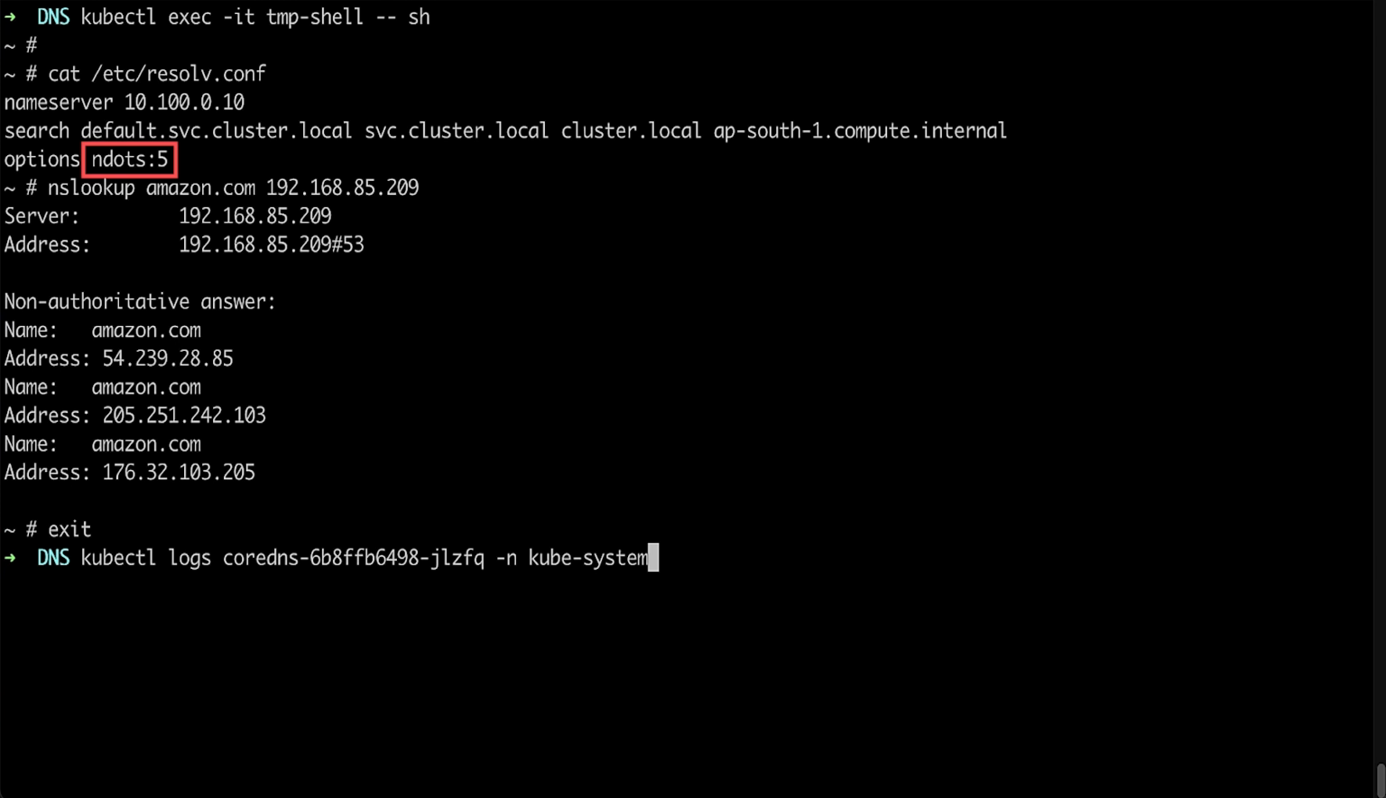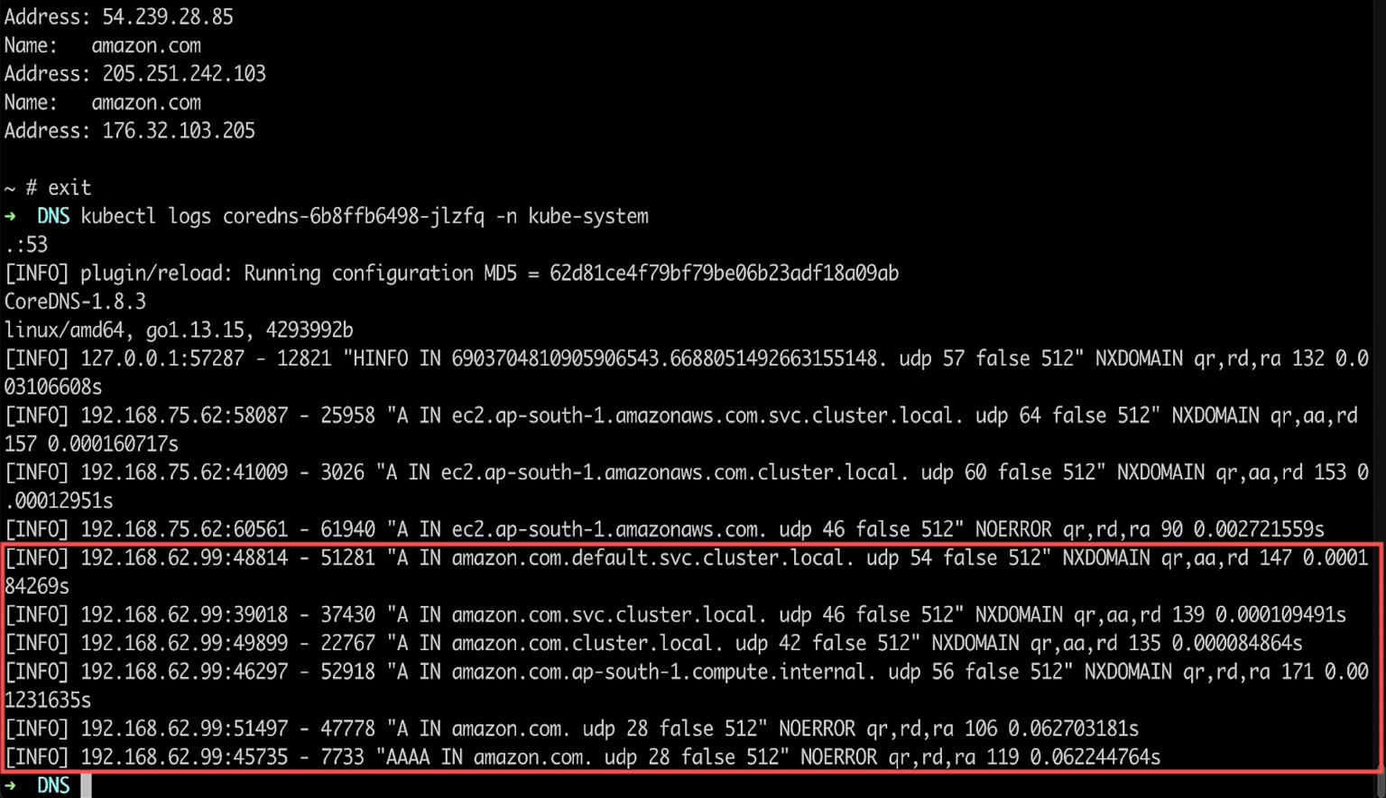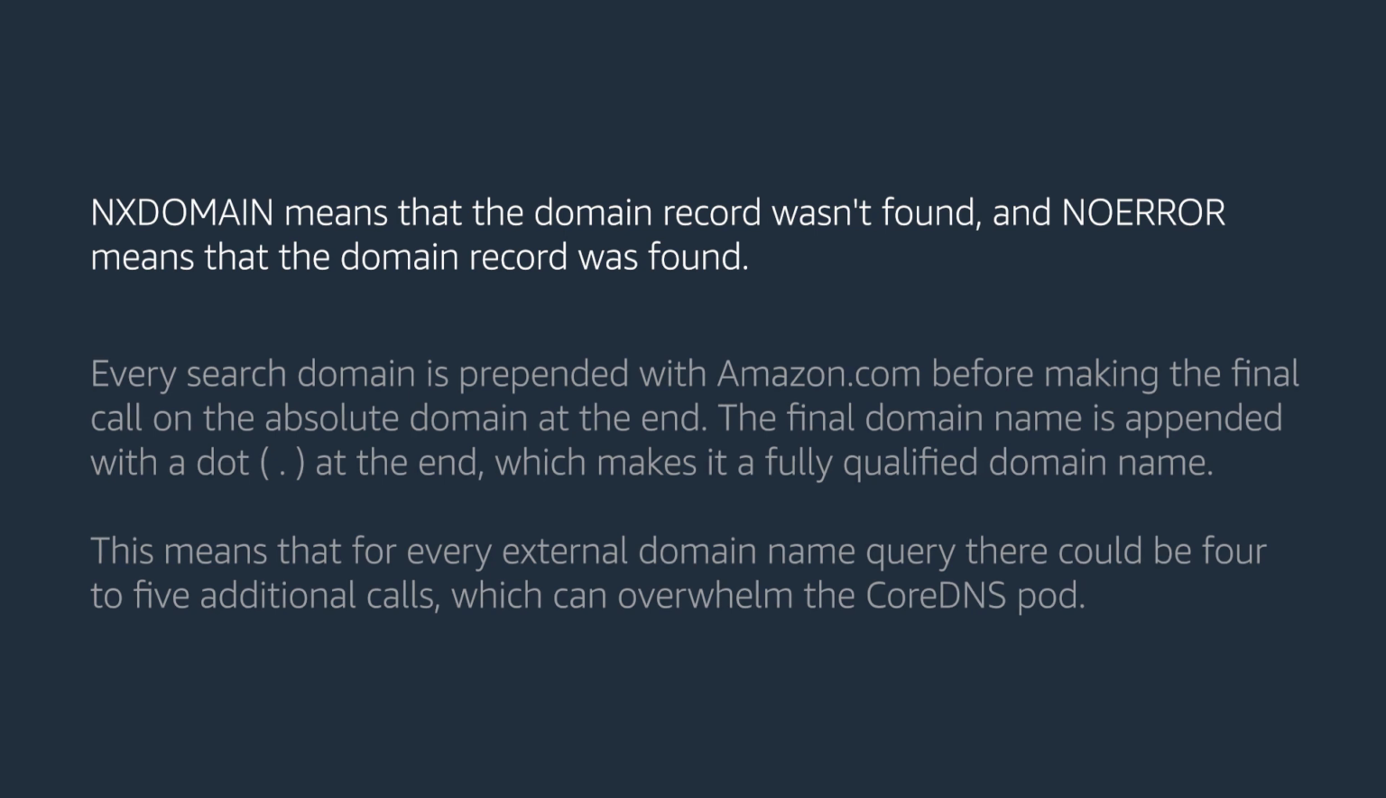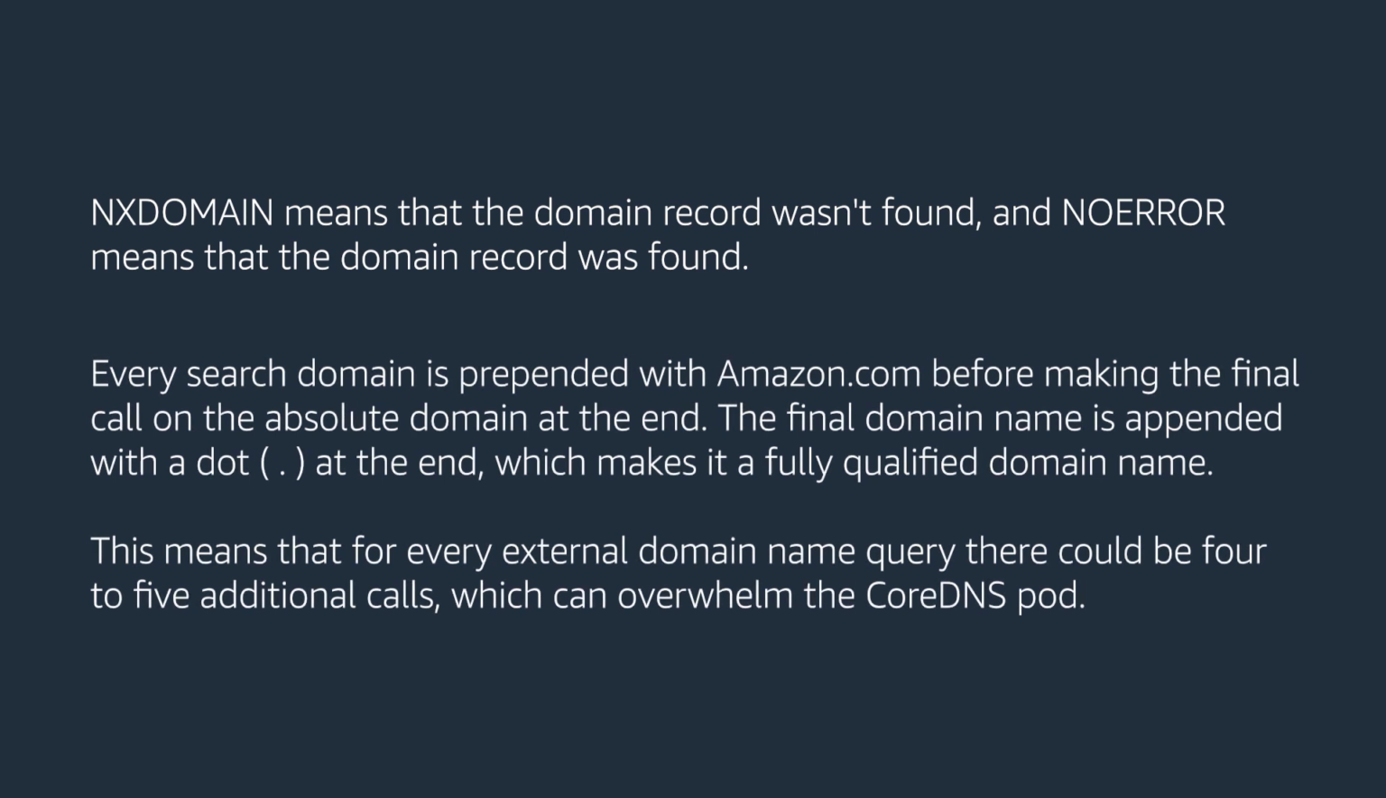CoreDNS looks for 5 dots in the domain being queried. If the pod makes a DNS resolution call for amazon.com, your log looks similar to the following. NXDOMAIN means that the domain record wasn't found, and NOERROR means that the domain record was found. Every search domain is appended to amazon.com before making the final call on the absolute domain at the end. The final domain name is appended with a dot at the end, which makes it a fully qualified domain name.